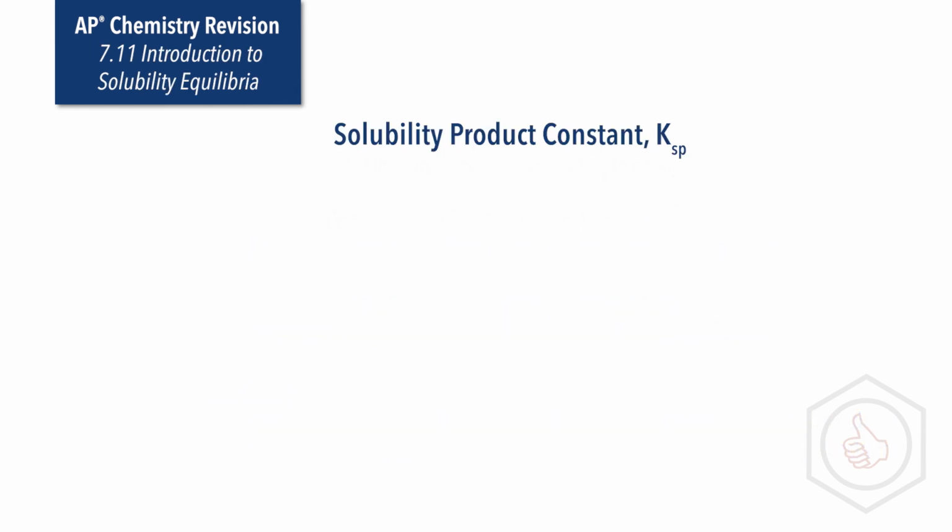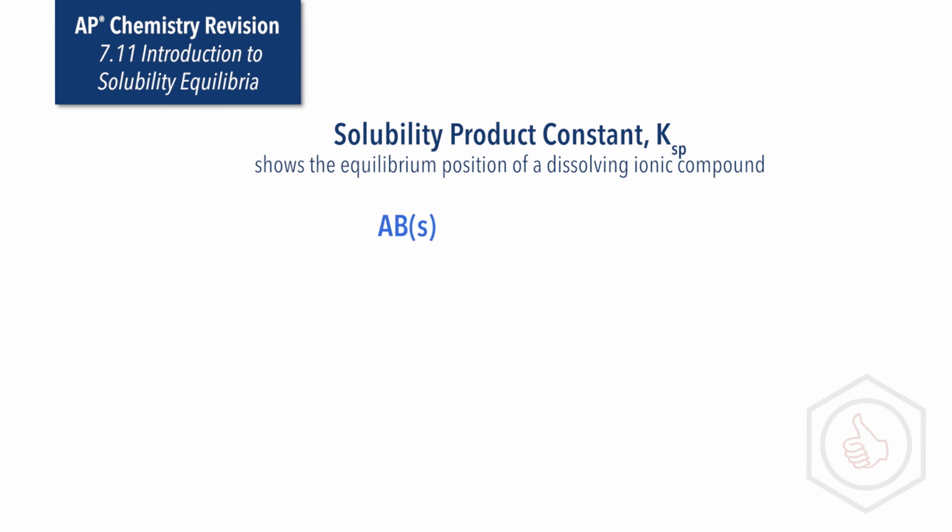KSP is the solubility product constant. It shows the equilibrium position of a dissolving ionic compound. It is an equilibrium constant that works in a similar way to Kc and Kp, but with a few exceptions. When an ionic salt dissolves, it breaks into its ions. For example, the solid AB can break apart into A+ and B- ions. They will be given the state symbol aq to represent they are dissolved in water.